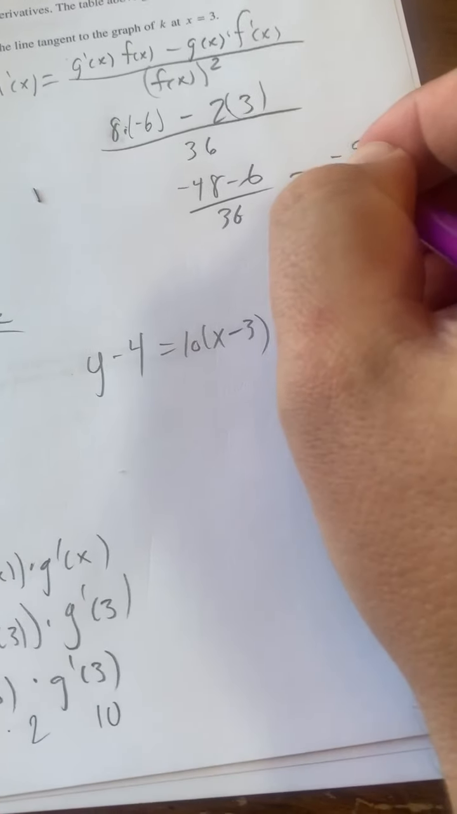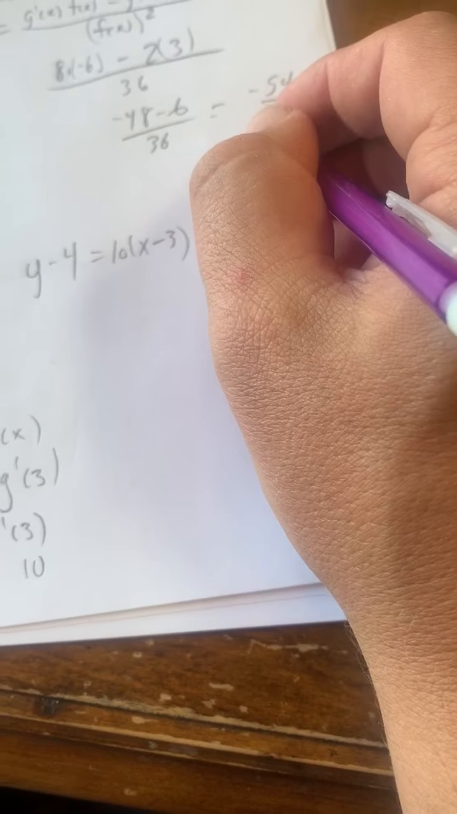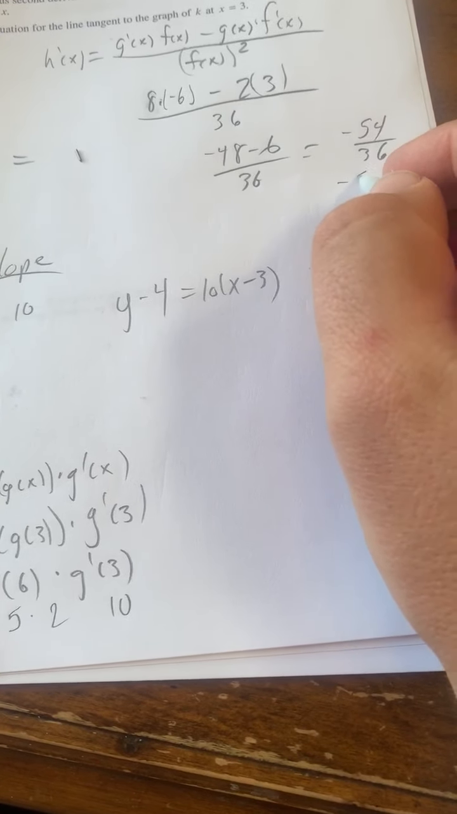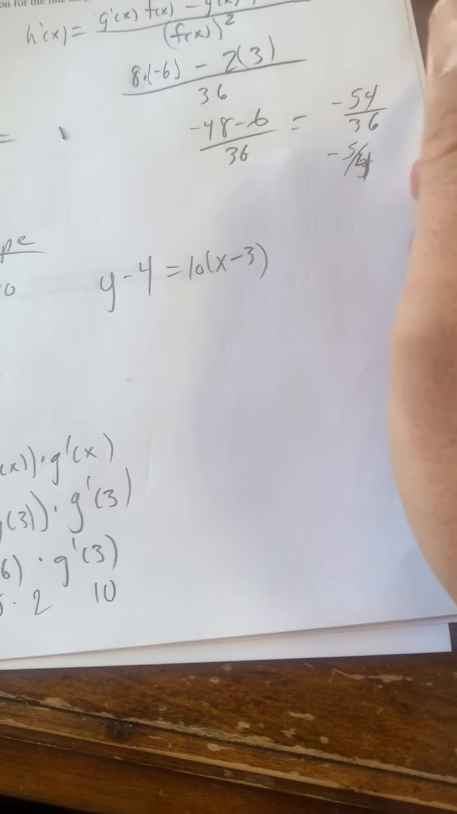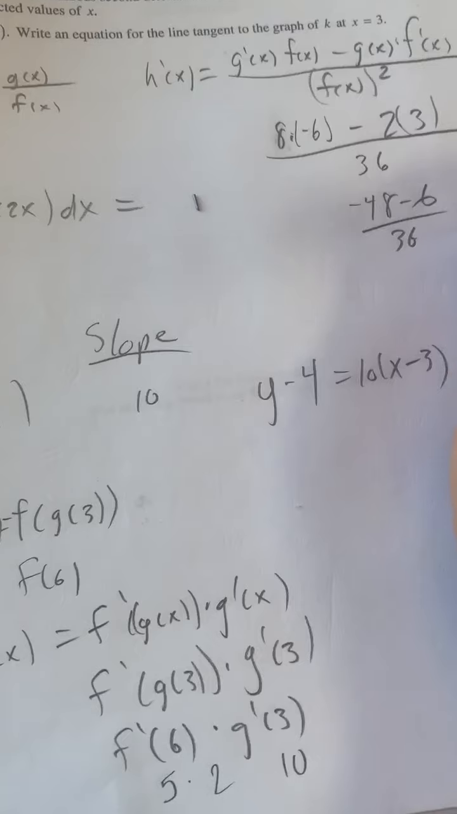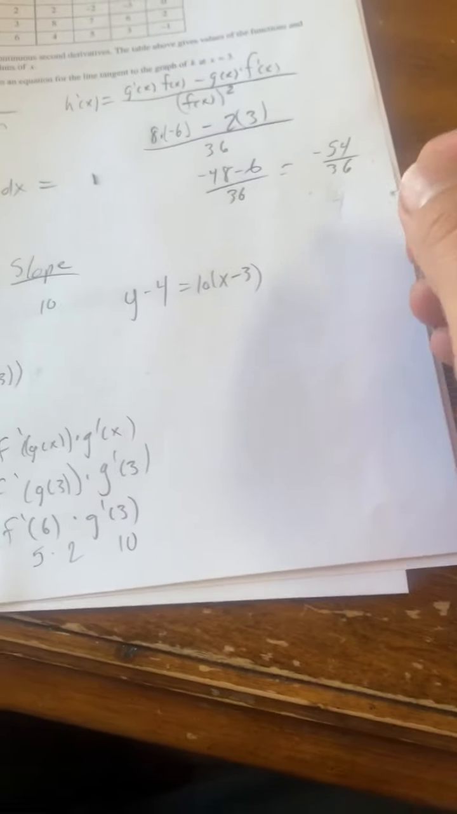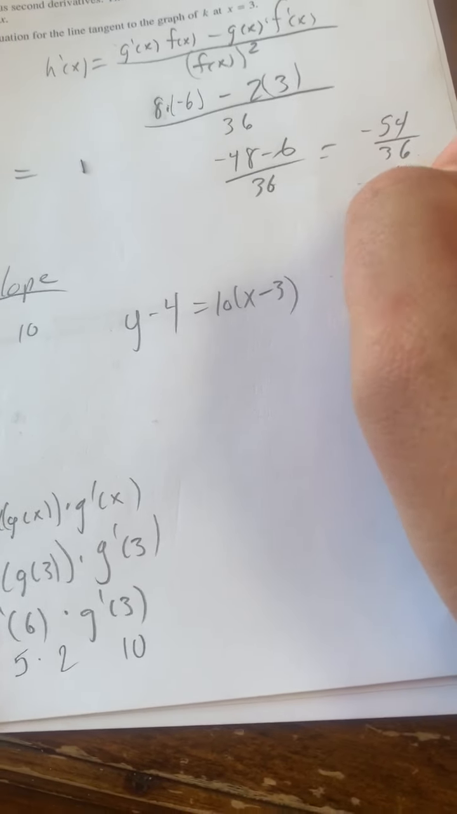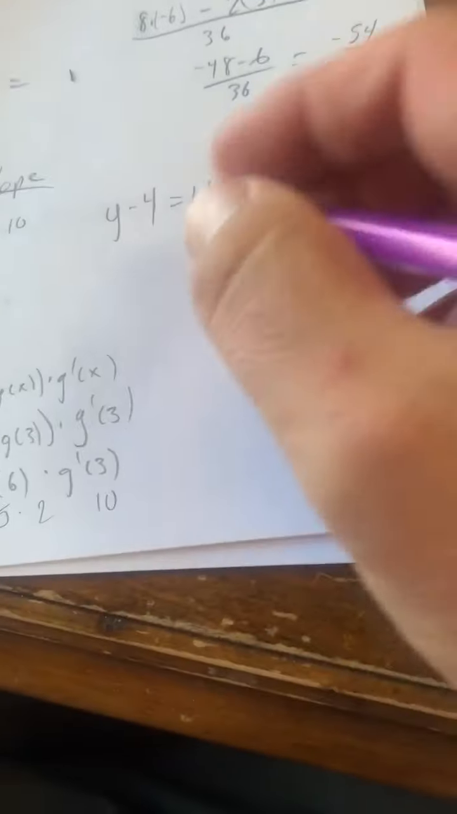Negative 54 over 36. So what? Negative 5/3, no, negative 5/4, sorry. Wow, my math is struggling. Negative 6/4, so negative 3/2. I can do this. I'm not a complete idiot most of the time.